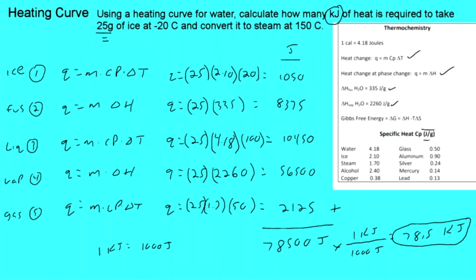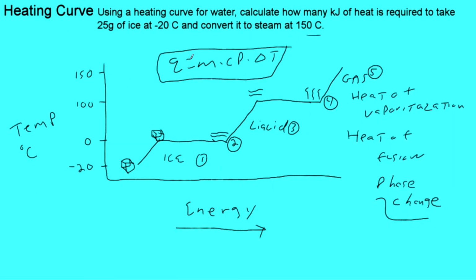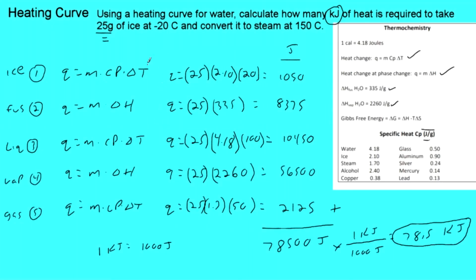When you do these problems on your own, you don't have to draw the chart if you don't want to. You can if it's helpful. Otherwise, you can just look at the question and get all your information. But these problems will always consist of these 5 steps. We can do the same thing for a cooling curve. It's just the opposite. The numbers are the same process, you just do it backwards.